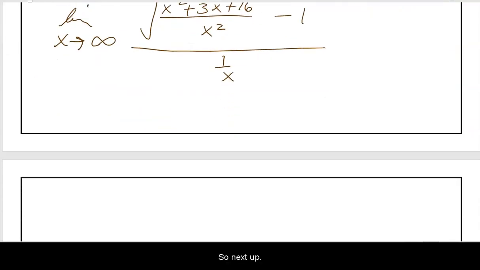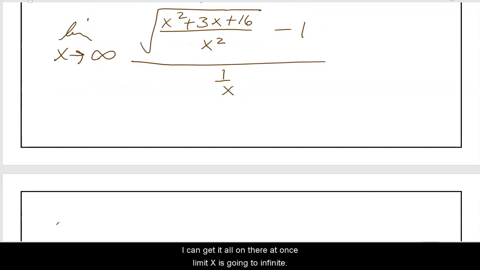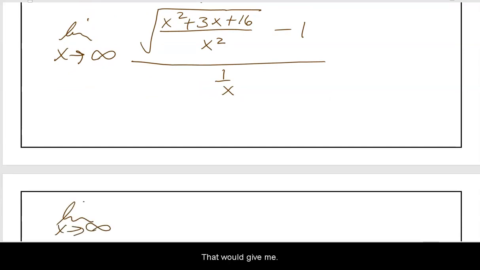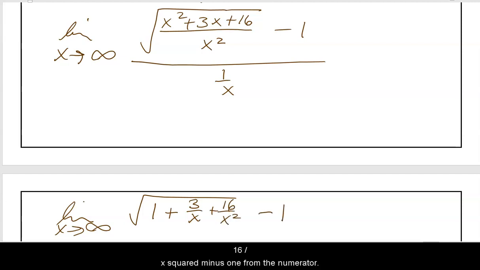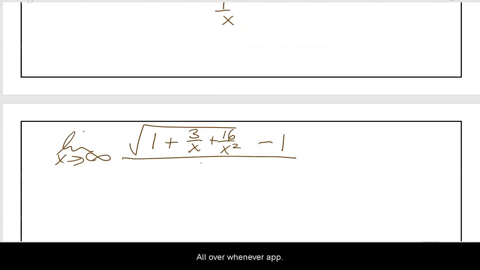So next step, I don't know if I can get it all on there at once, limit x is going to infinity. That would give me 1, since x squared over x squared is 1. Then one of the x's will cancel, so I get 3 over x plus 16 over x squared minus 1 from the numerator, all over 1 over x.